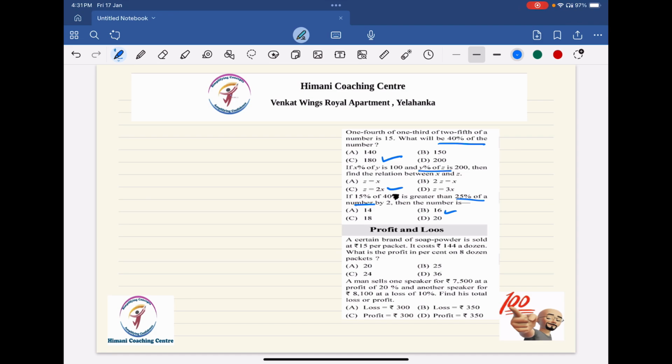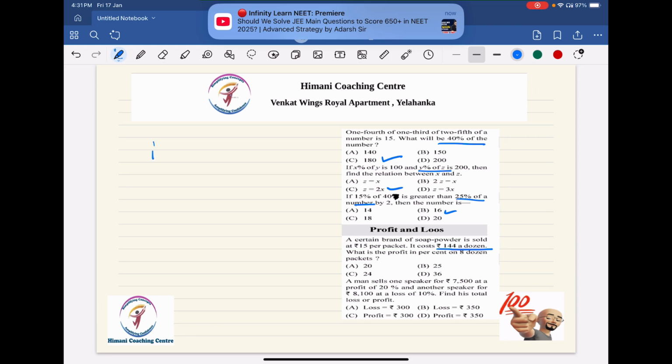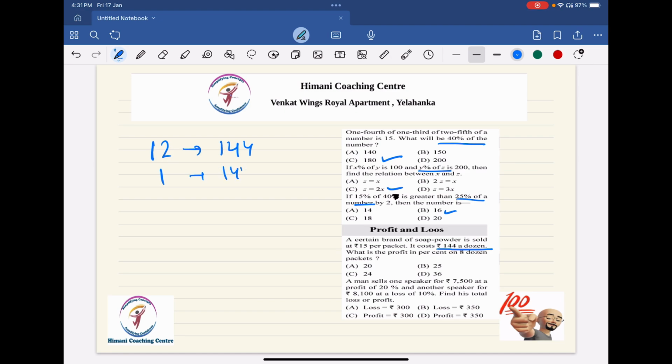See, whether we find profit on one soap or on 8 dozen soaps, it will be the same. So let us just look at the cost price of one soap and the selling price of one soap. Okay. So the cost price is given, 144 for a dozen. Okay. So a dozen is 12. So 12 soaps are costing 144. So the cost of one soap would be 144 by 12. So 12 ones are 12, 12 and 12 twos are 24. So CP, cost price of one soap, is 12 and SP of one soap is 15.